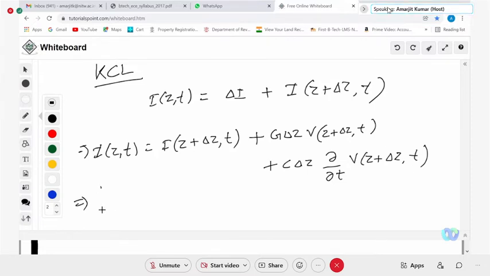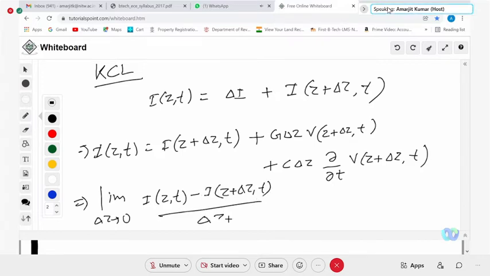So taking the limit as Δz tends to 0, [I(z,t) minus I(z+Δz,t)] divided by Δz is equal to minus ∂I/∂z, which is equal to G into V(z,t) plus C ∂V/∂t.